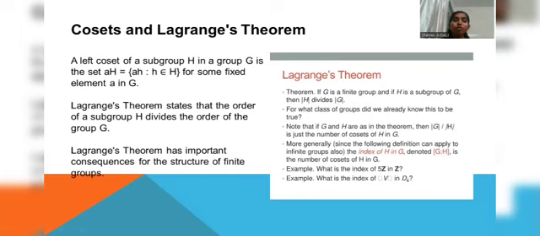Then next up, we have cosets and Lagrange's theorem. A left coset of a subgroup H in a group G is a set AH for some fixed element A in G. We have given the equation for cosets. Then next up is Lagrange's theorem. Lagrange's theorem states that the order of subgroup H divides the order of group G. Lagrange's theorem has important consequences for the structure of finite groups. You can even see some more description about Lagrange's theorem. You can go through it.